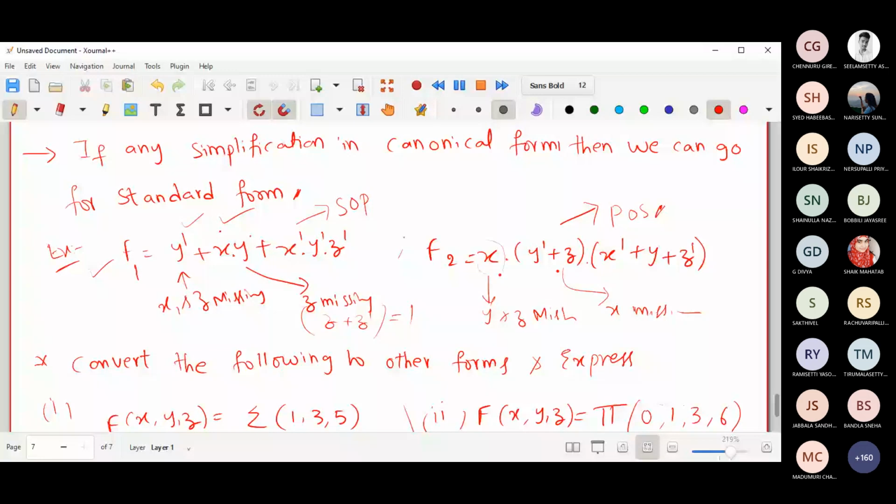Right, x plus x bar equals 1 is that theorem, and we have distributive laws, associative law, and so many things like De Morgan's theorem. Clear? By using those rules, we can easily convert. So this is about today's topic, sum of minterms, standard form and canonical form.